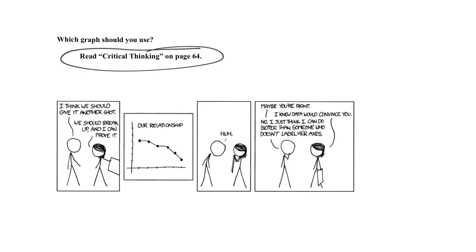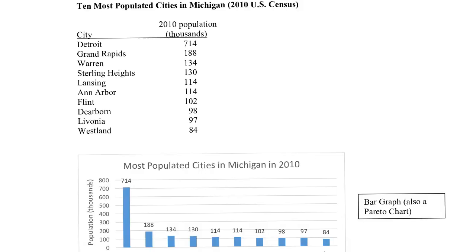So anyway, that should get you in pretty good shape for 2.2, but there are a couple of handouts that I usually also mention because they have to do with some graphing issues. So let's take a look at those. This first one just shows some different ways of looking at data, and these data are from the 2010 census. Most populated cities in Michigan. So you can see the listing here.